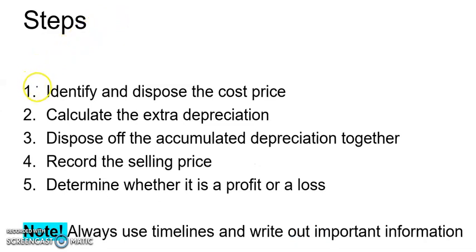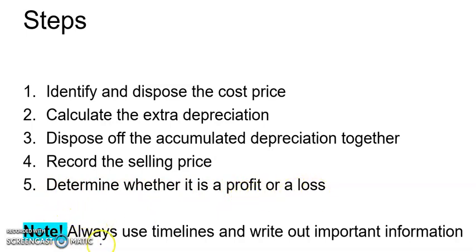Steps. Number 1, we're going to identify and dispose the cost price. Number 2, calculate the extra depreciation. Number 3, dispose of the accumulated depreciation together. Number 4, record the selling price. And lastly, number 5, determine whether it is a profit or a loss.